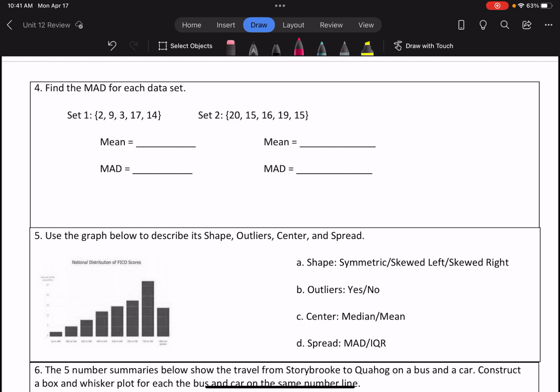So the first thing it asked us to calculate is the mean, because we had to have the mean in order to calculate the MAD. So what I'm going to do is go ahead and show you how you would do this by hand if you weren't using the data button in your calculator.